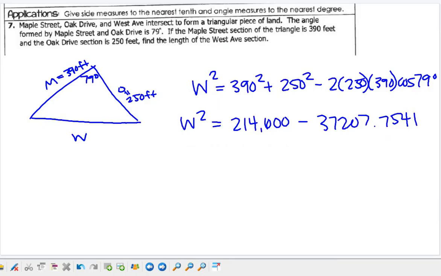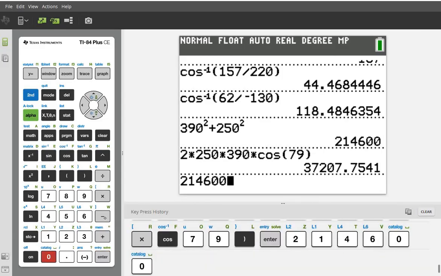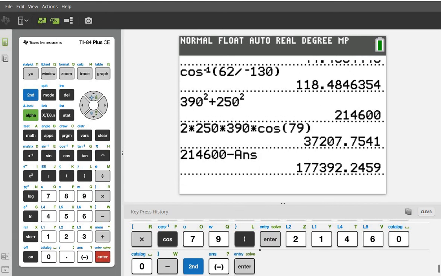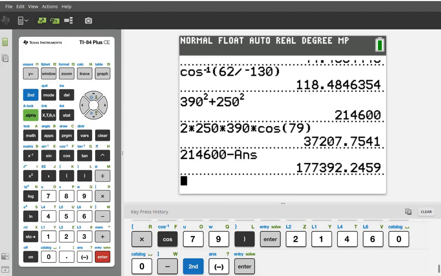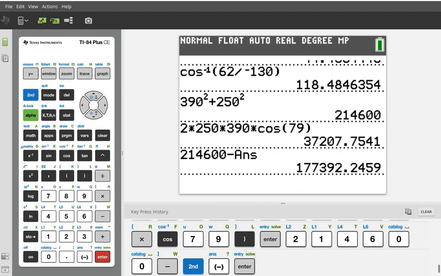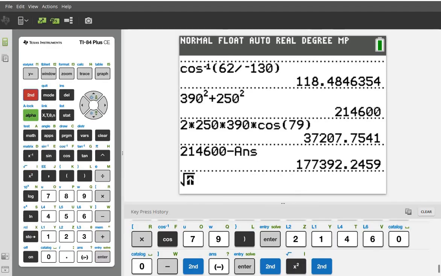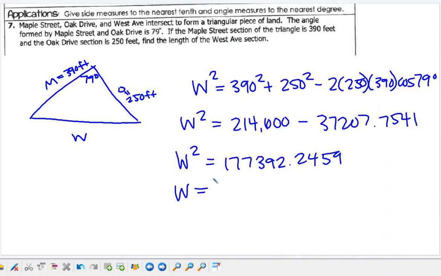Okay, so we can do 214,600 minus second answer, and we get 177,392.2459. And so to get W, I'm going to square root both sides. So I'm going to do second square root second answer, 421.2 feet.